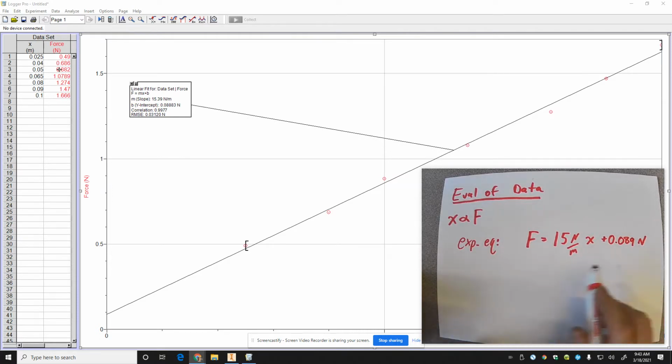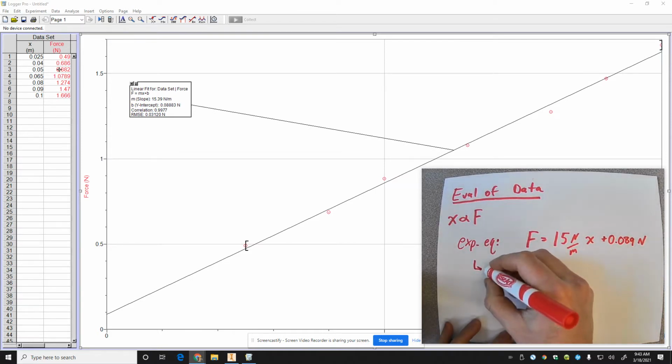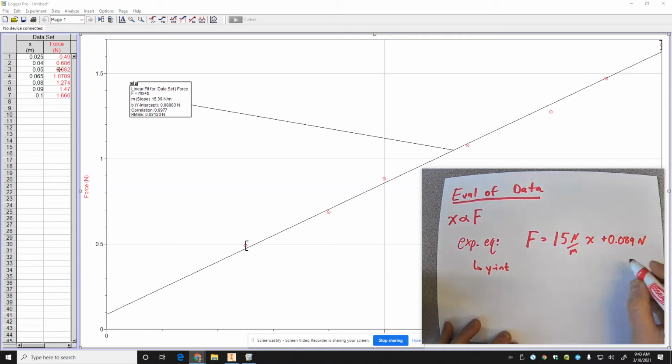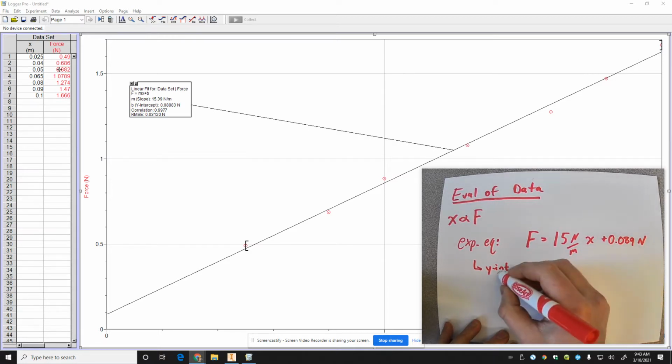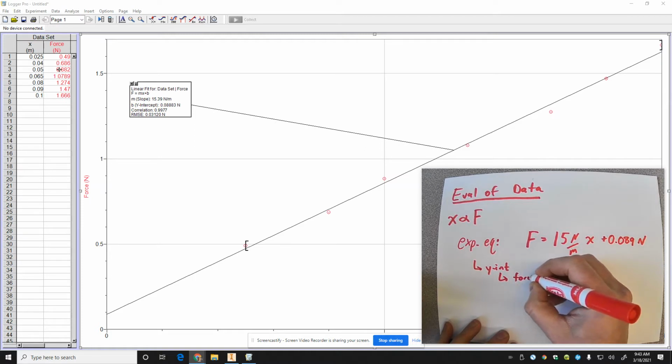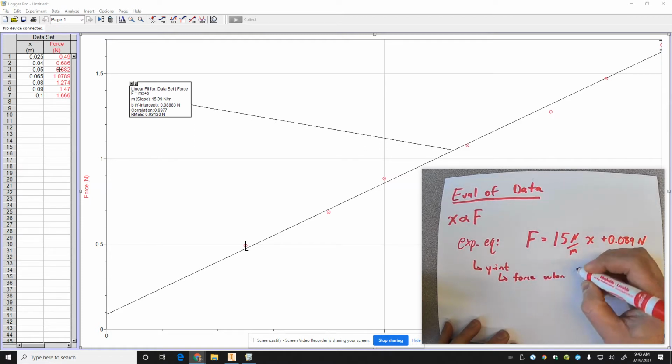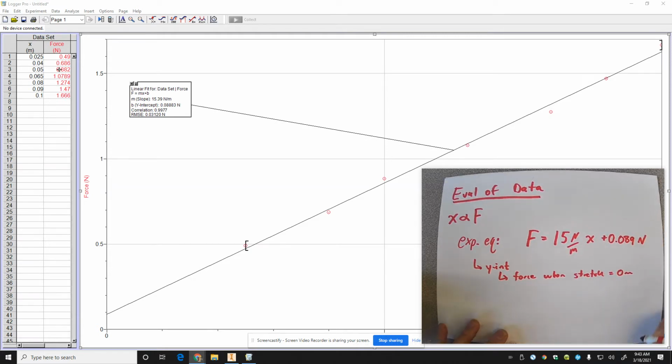So let's talk about the slope and y-intercept now. Once you give the experimental equation, we want to talk about the slope and y-intercept. The y-intercept here is the force that appears to be applied when the spring is not stretching. So it's the force when stretch equals 0 meters. Well, it looks like there's a force being applied even though the spring is just hanging there.